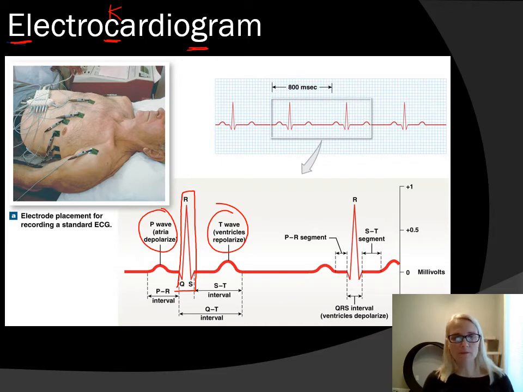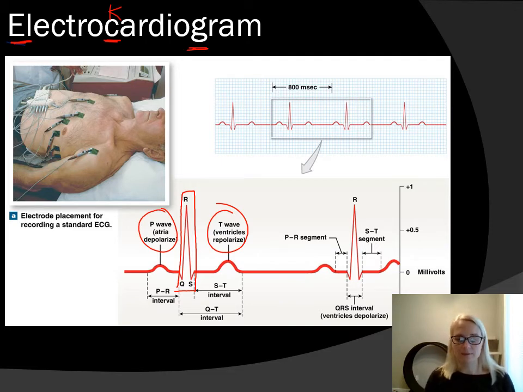So the P wave represents atria depolarizing. It's just the electrical events of all the ions flowing, the depolarization, right? So becoming more positive, ions flowing in. So the depolarization of the atria is recorded as this first little blip. It's called the P wave.